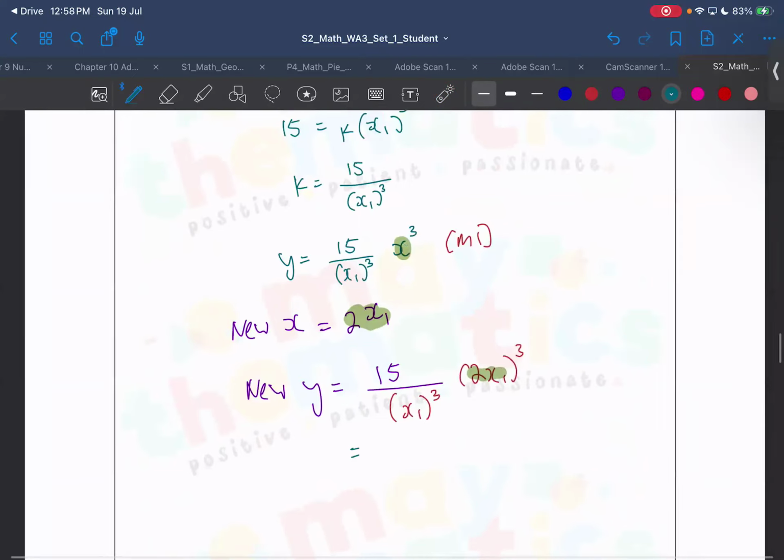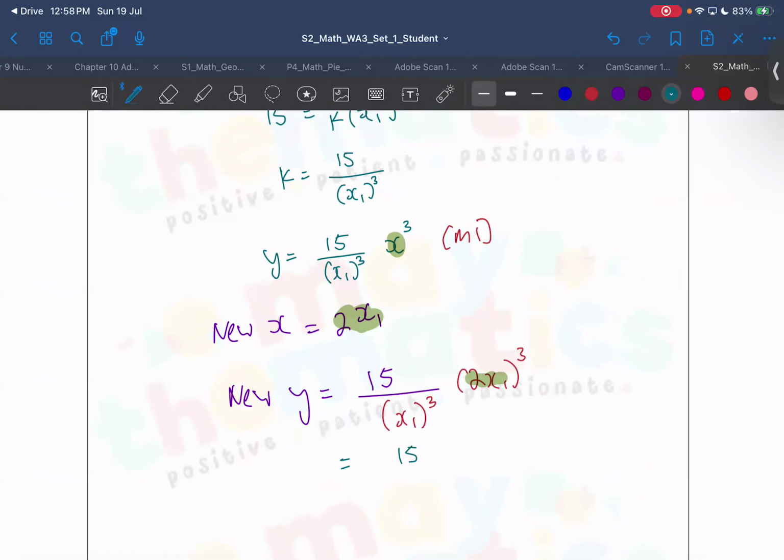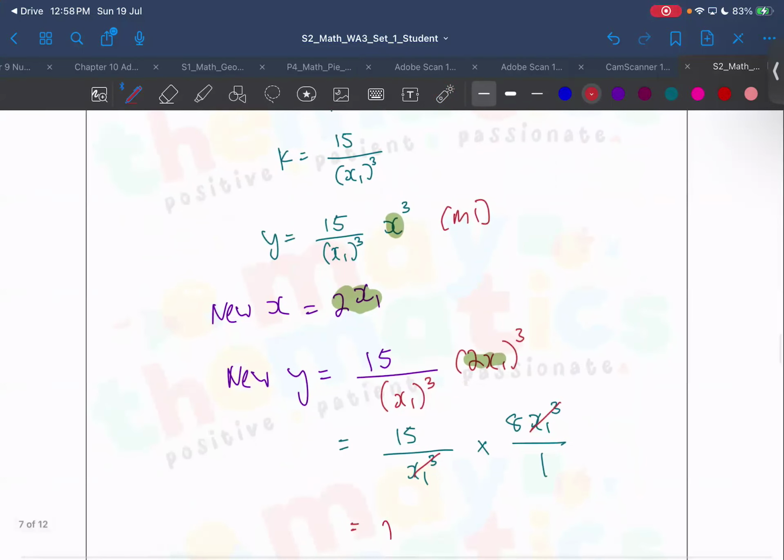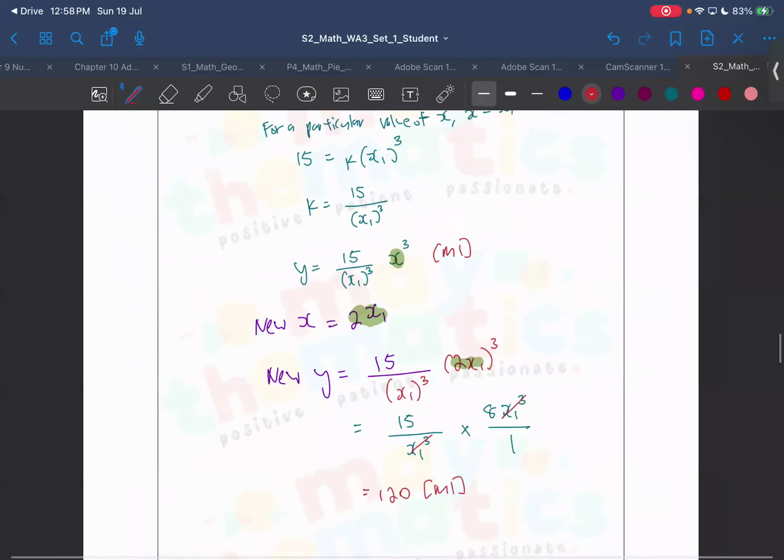Then you realize that after I expand, I will get x1 cubed times 8x1 cubed. Then I can cancel. I'm left with 15 times 8, 120. Another 1 mark. Any questions so far? Lost or not? Sean, okay? Okay, so now I got my new y.